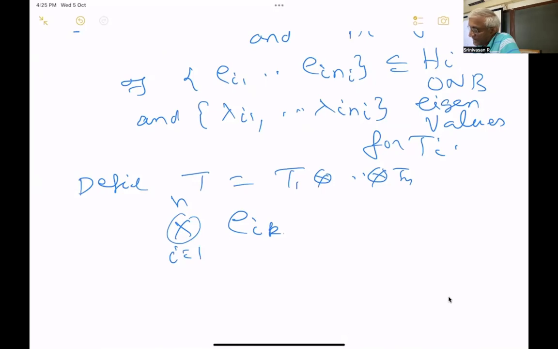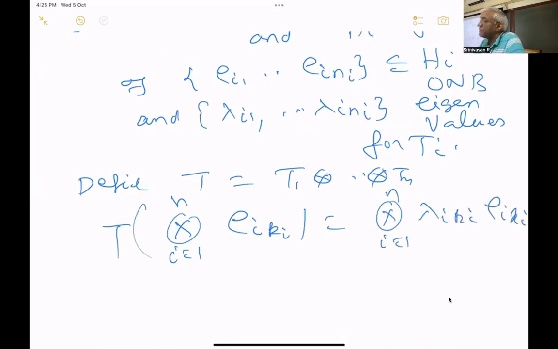So k_i, the ith one, you choose one of them among the orthonormal basis. T acting on this is equal to the product of lambda_{i k_i} acting on e_{i k_i}. You put the corresponding eigenvalue on the corresponding eigenvector and take the product. Then you define this operator. This is finite dimensional, you defined it on the orthonormal basis, so you can always extend it. There is no problem.